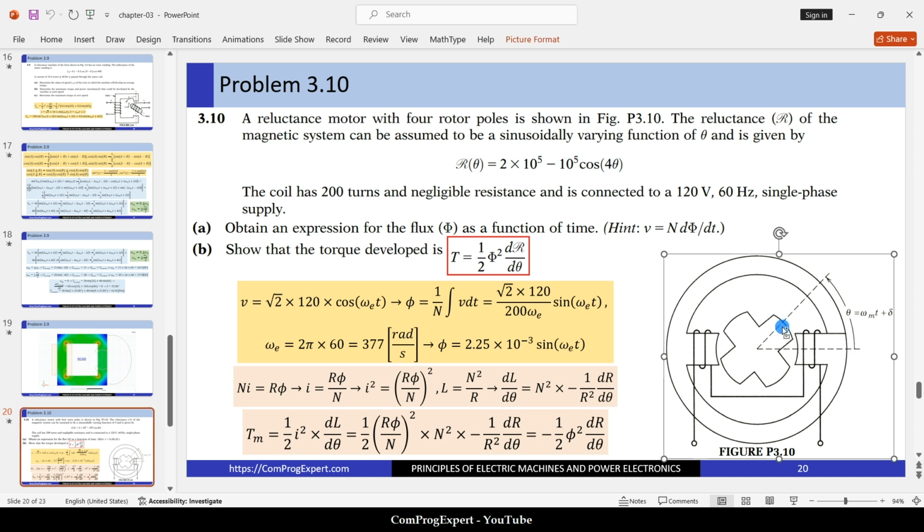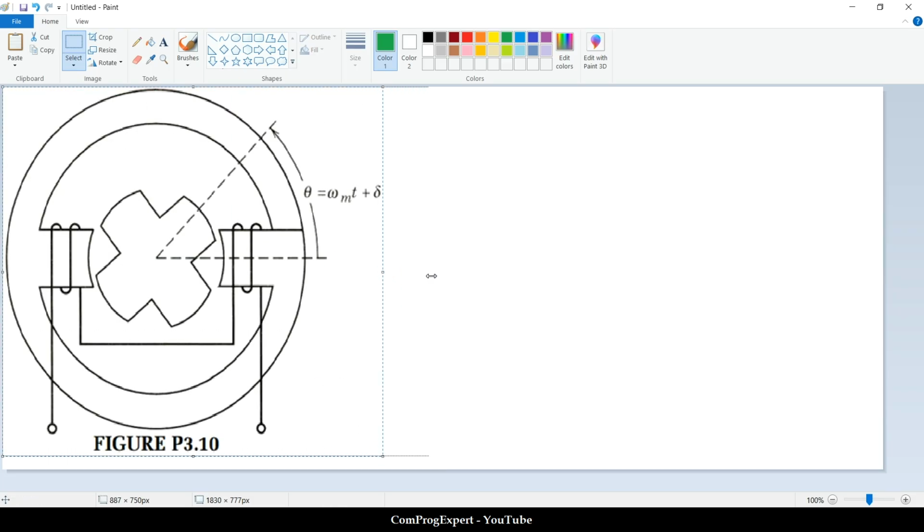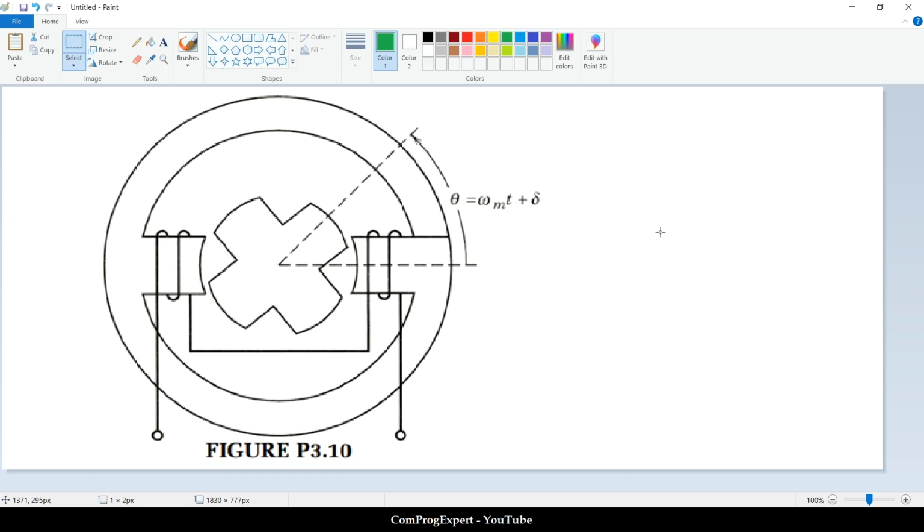So let me copy this. This is the structure of the motor, the reluctance motor. This is the rotor core, and this is the stator. This is the mechanical angle, theta. So for this structure, the value of the reluctance as a function of theta is given.